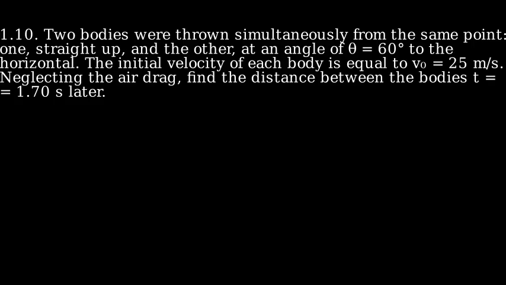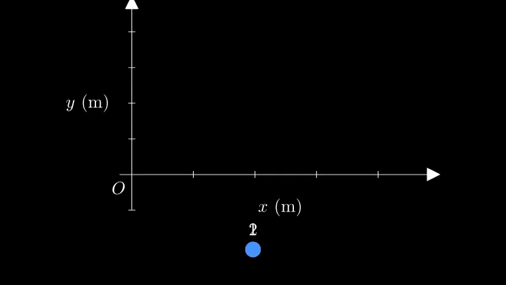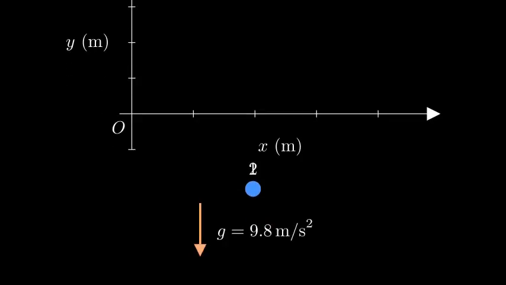In this video, we'll solve a projectile motion problem involving two bodies thrown simultaneously from the same point with the same initial speed, but different directions. Let's establish our coordinate system with the origin at the launch point, positive x to the right, and positive y upward. We'll represent our first object thrown straight up with a red ball, and our second object thrown at 60 degrees with a blue ball. Both objects experience the same acceleration due to gravity of 9.8 meters per second squared downward.